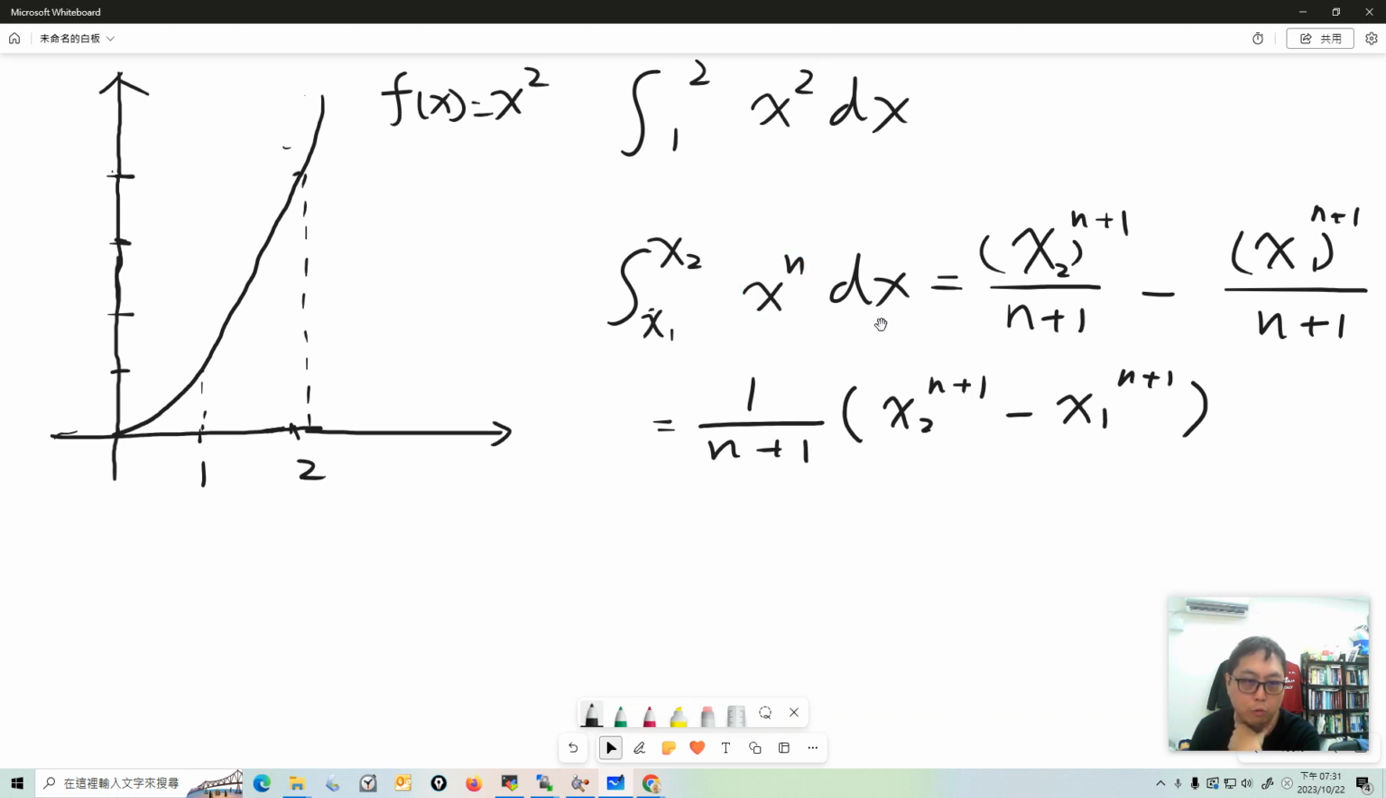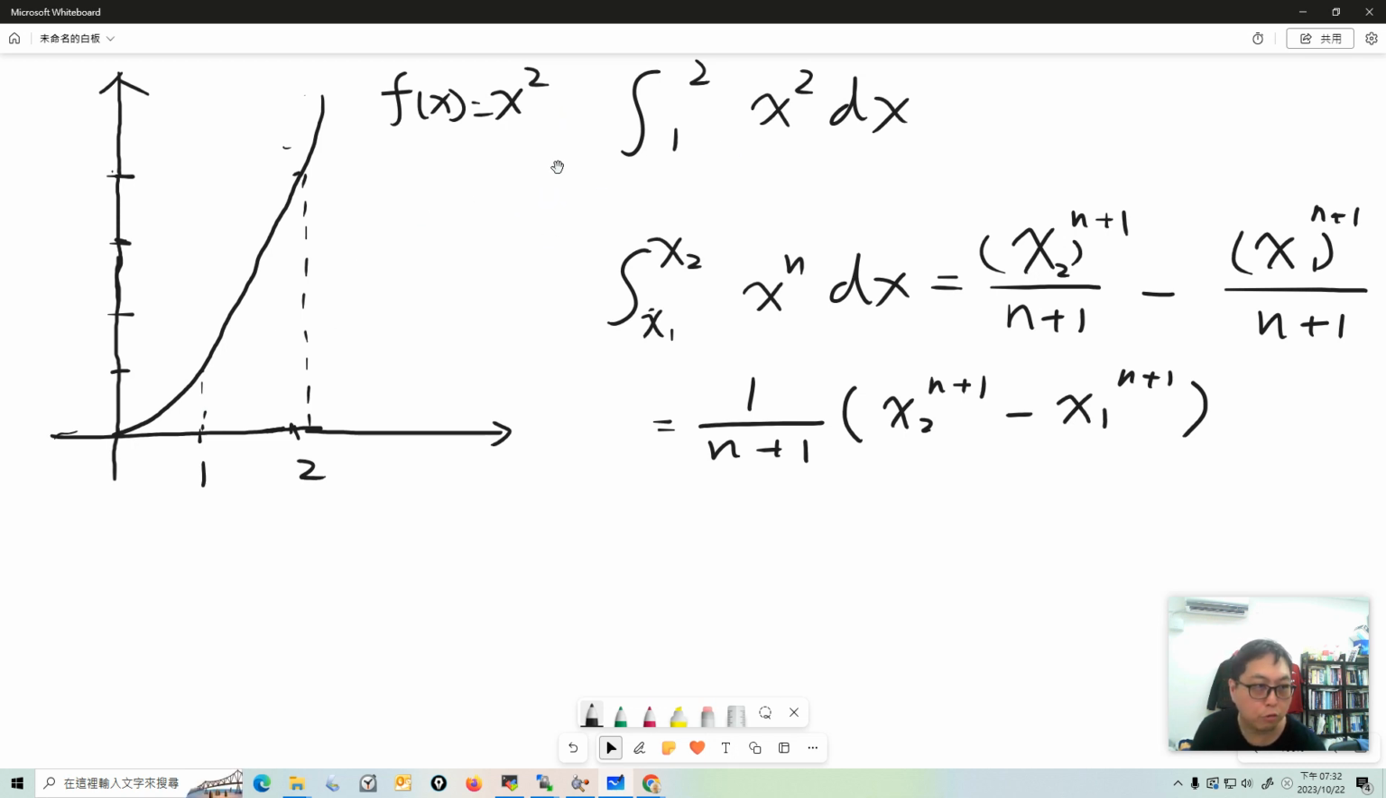We're doing integration with respect to x, and you have the range x1 to x2, and it gives you this formula. In this video, I'm just going to demonstrate the original idea of integration, which is to find the area under the curve. I use this example, the function x squared.